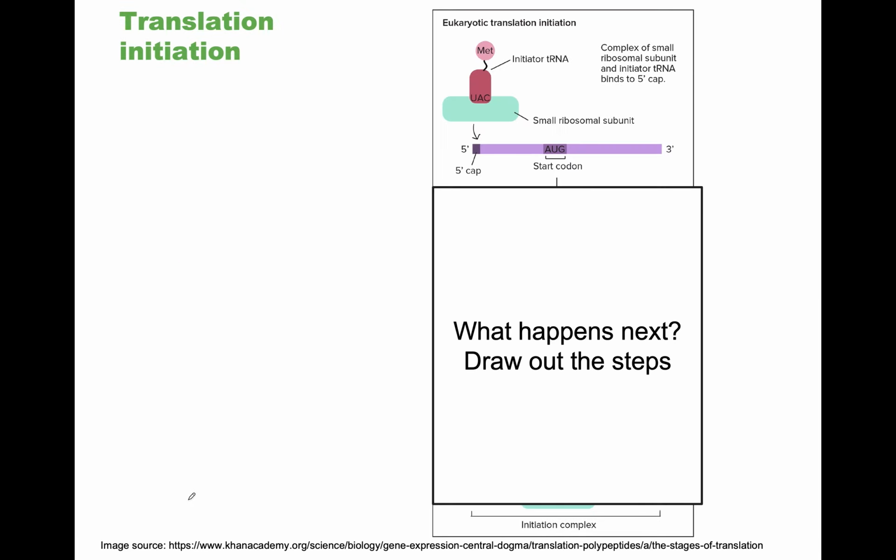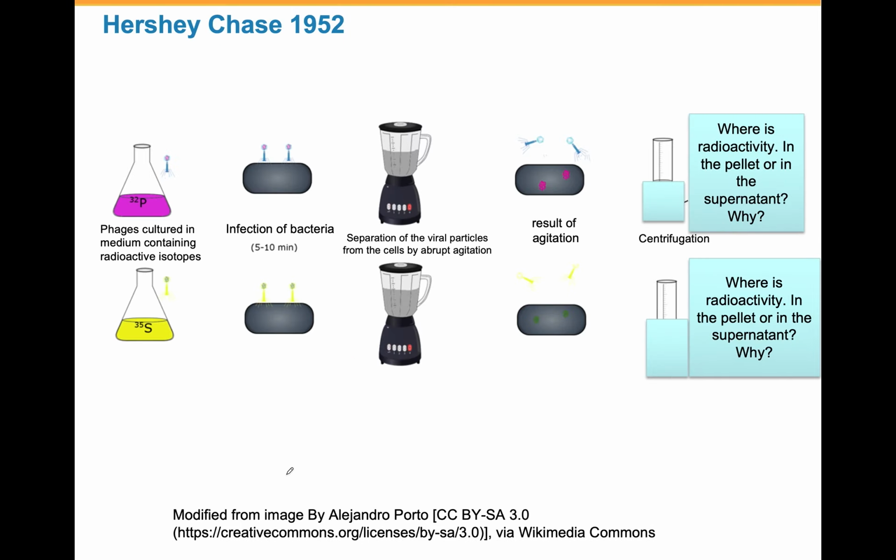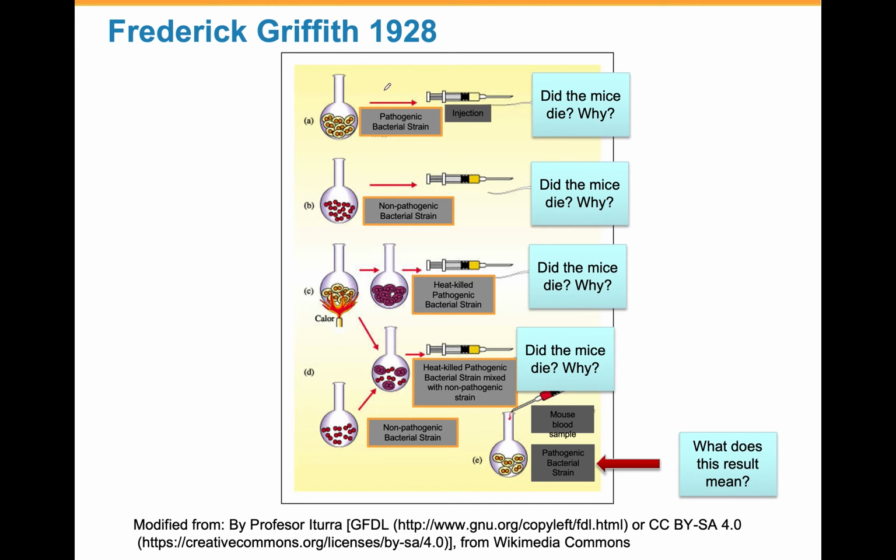At the end of the slide, I have some problems that you can use to test your understanding of the material. Here I've covered the steps of translation initiation. See if you can draw these from memory. In here, these are steps of translation elongation. See if you can fill these boxes. This is the Hershey and Chase experiment. See if you can answer the questions shown in here and explain why. And then this is the Frederick Griffith experiment, and see if you can reproduce the experiment and explain what's happening in here.